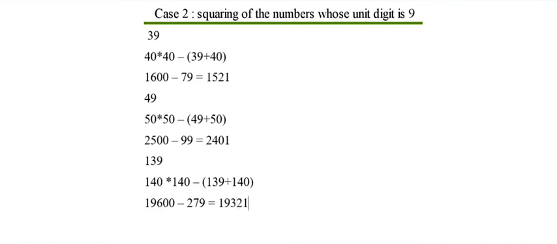19321. I hope it's clear. That's how you calculate the square of a number whose last digit is 9. Now let us try to understand the square of numbers whose unit digit is either 2 or 8.